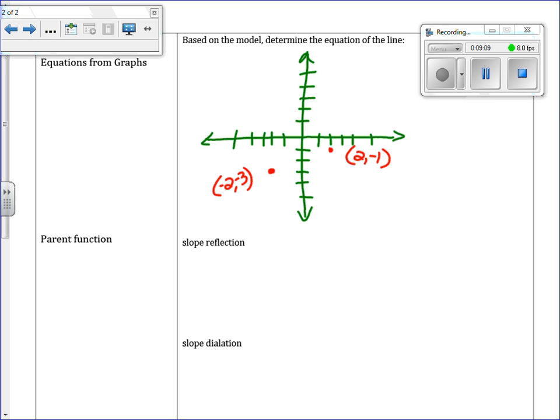So this is all I know. I know that I have these 2 points. I'll connect them with a line. My line isn't absolutely perfect, obviously, as you can see, but I know that negative 2 is my y-intercept.